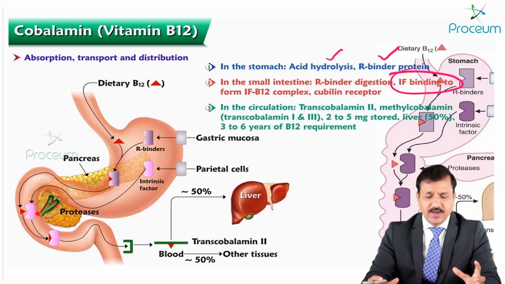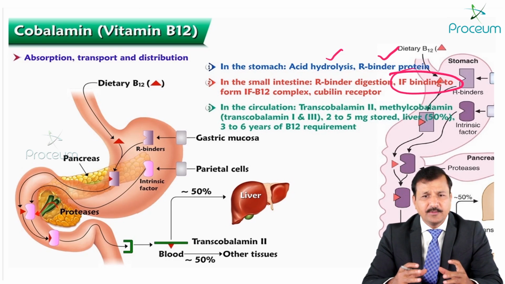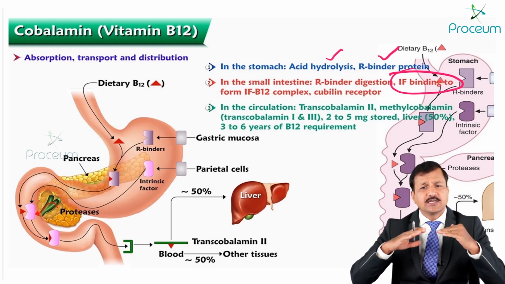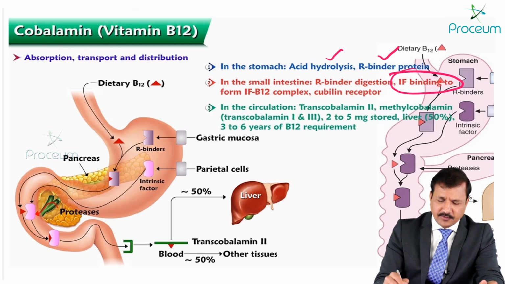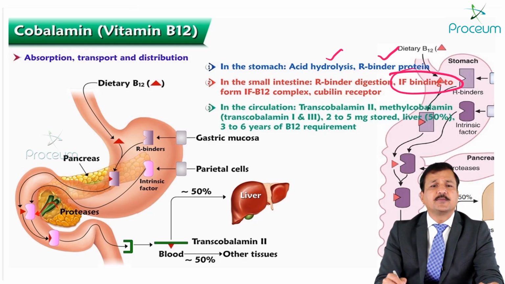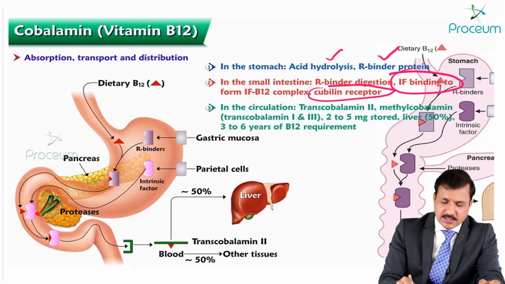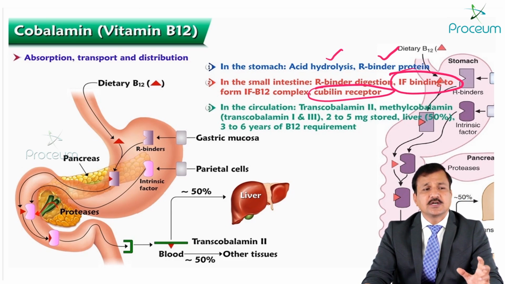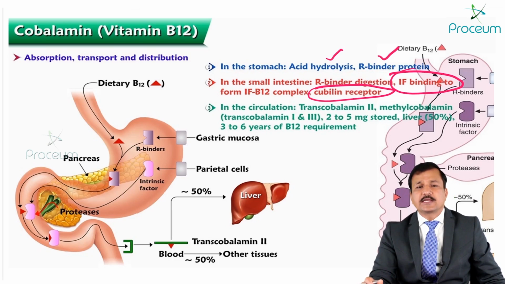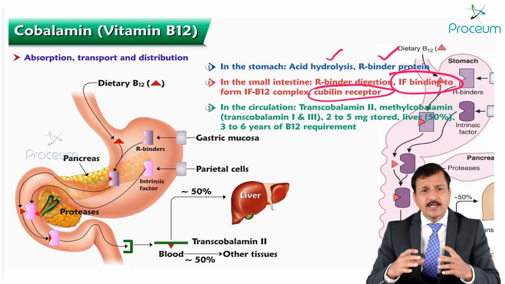So now the intrinsic factor cobalamin complex is formed, and it passes down to the ileum. In the terminal part of the ileum, we have something called the cobalamin receptor, and these receptors are going to recognize the intrinsic factor cobalamin complex, and this complex is endocytosed inside the enterocytes.